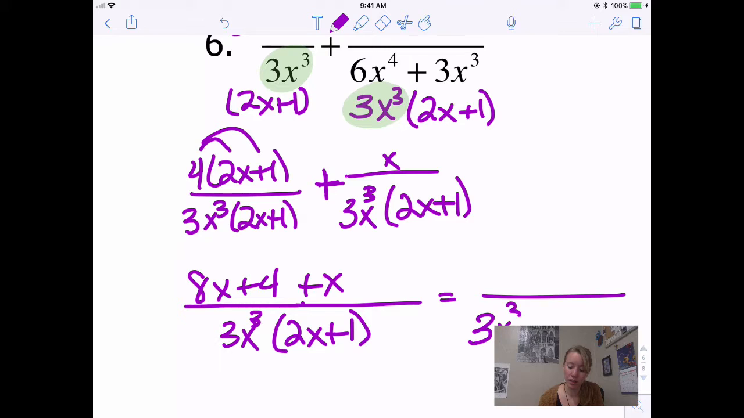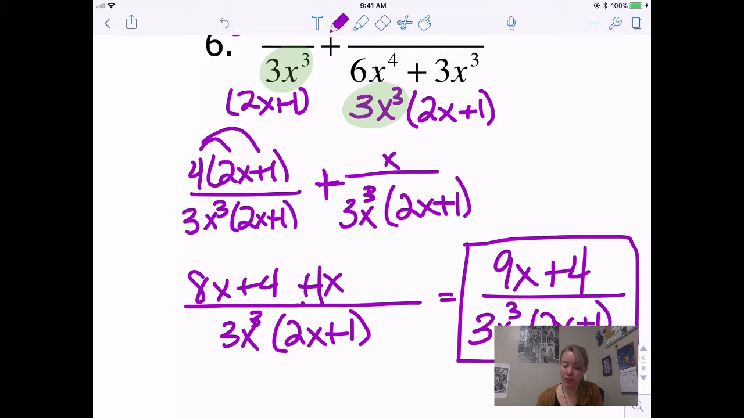Simplifying, keep the denominator the same as it was in the last one, but then x and 8x are like terms, so I get 9x plus 4. And that is my final answer. Notice numerator, I can't even factor out a GCF, so that is definitely just the end of the problem.